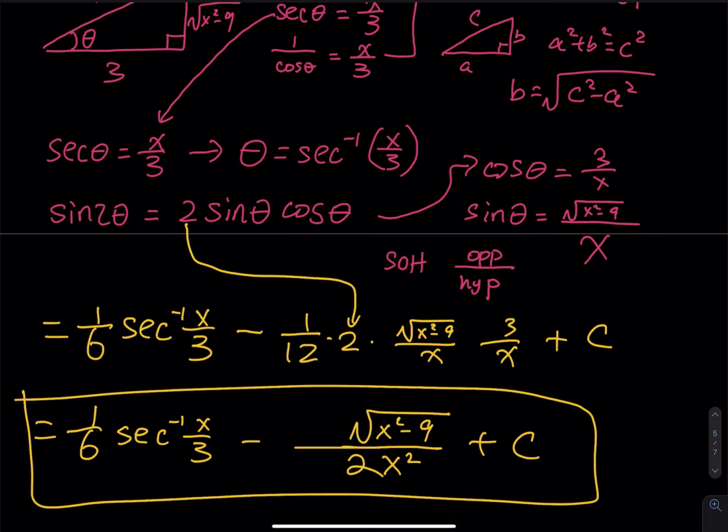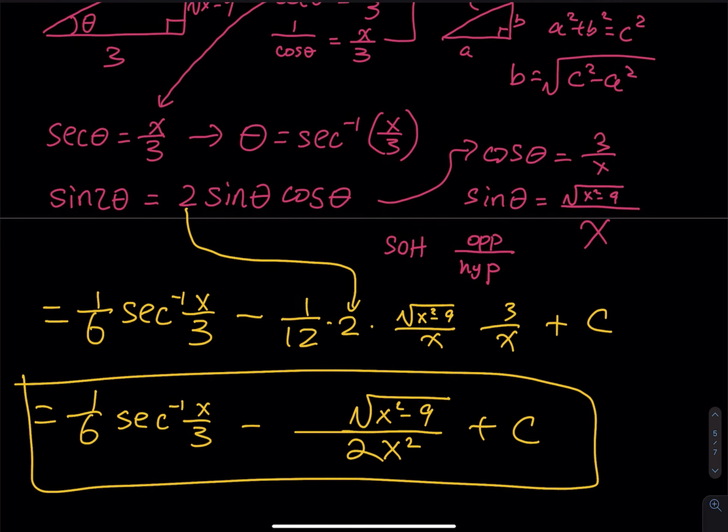Let me double check this. 1 over 6 inverse secant of x over 3 minus the square root of x squared. Yep, everything is there. All right, so that is the end of this problem.